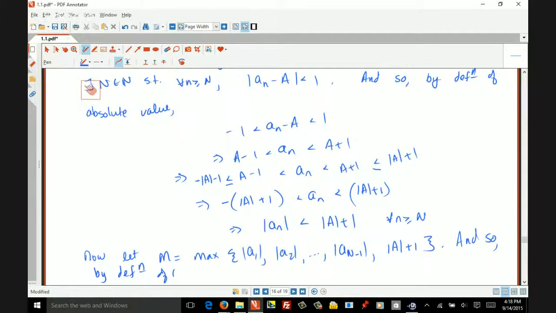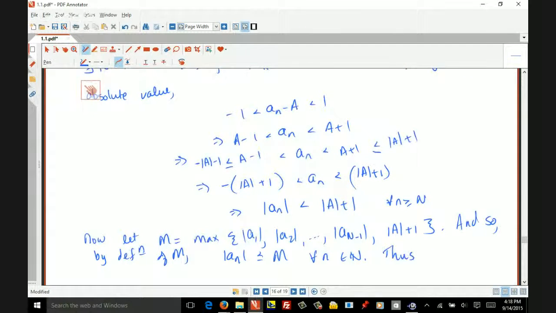By definition of M, I know that a sub n is less than or equal to M for all n greater than or equal to 1. I'll actually just put in the naturals. Thus, a_n is bounded. And that is done. So convergence implies bounded.